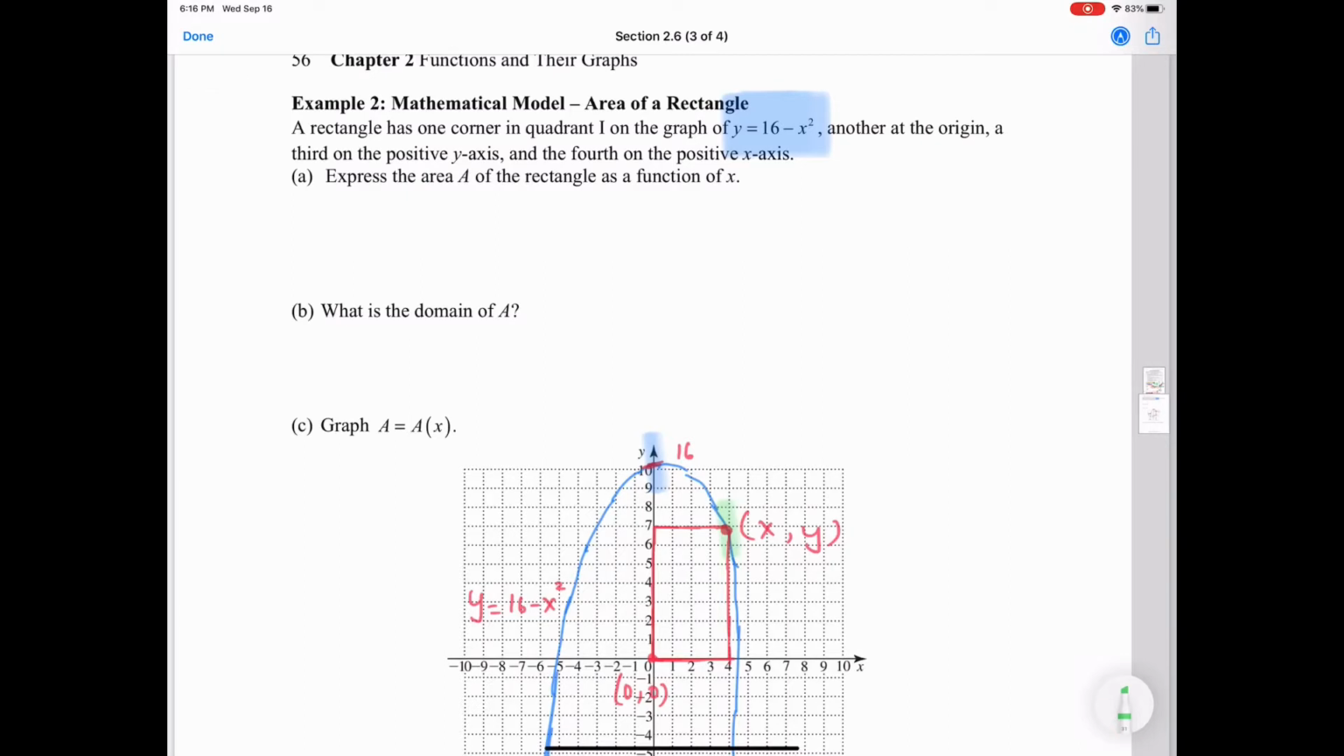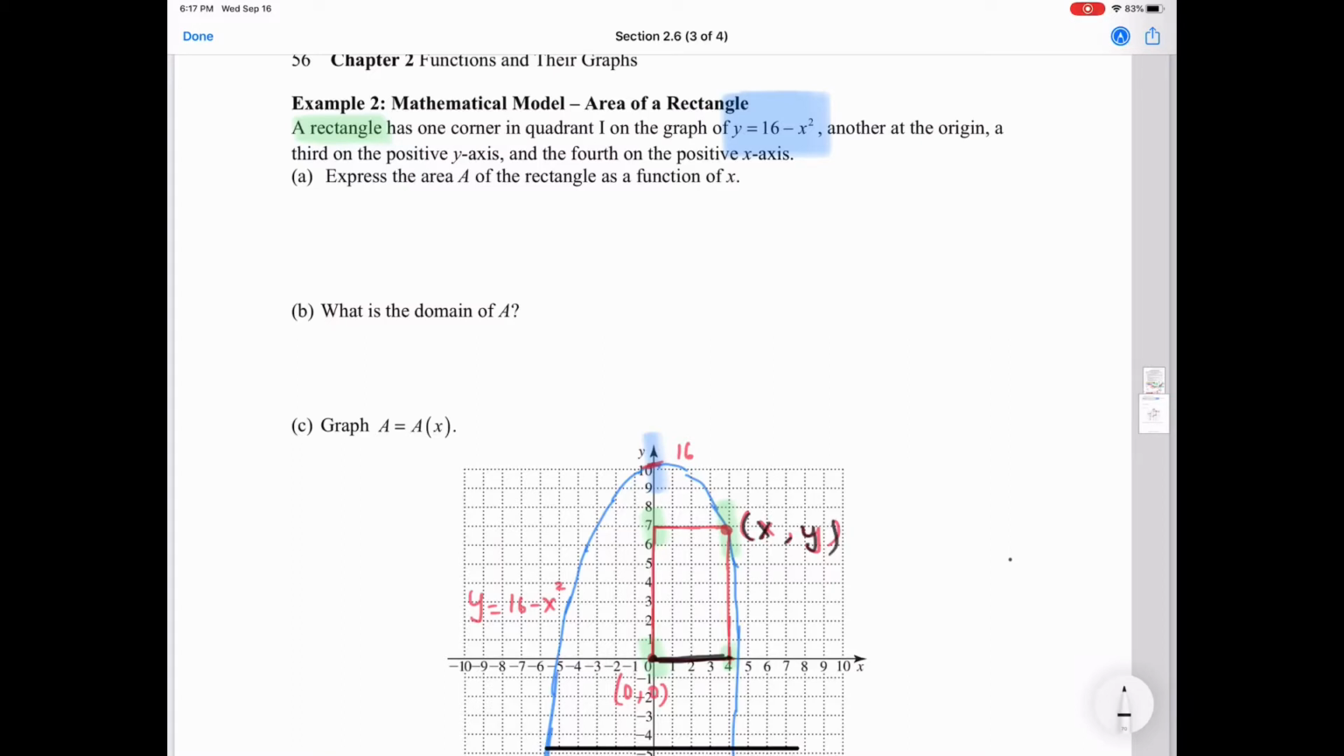The first thing it's saying is you have a corner for one point on this graph, and that point is this particular point here. Another point is on the origin, which is here. And the third is on the positive y-axis, so the positive y-axis is this point. And the fourth is on the positive x-axis. How do I decide where to put it? Because it's a rectangle, and I know rectangle opposite sides are parallel. So by drawing that, I made a rectangle in the first quadrant.